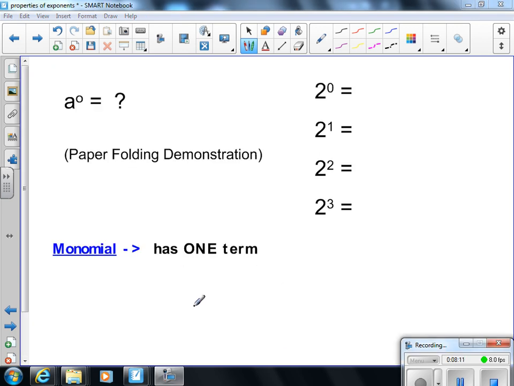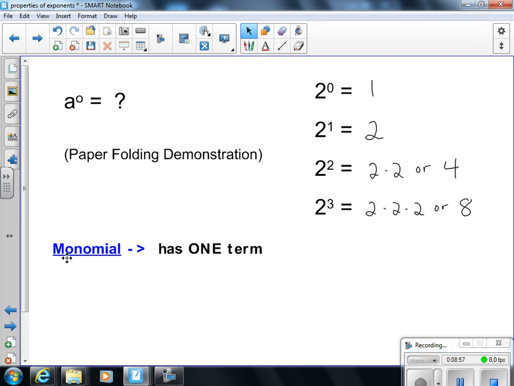Okay, now there's one property that always gives us some trouble, and that is any number to the 0 property. Okay, so let's stop for a second, and we're going to do a paper folding demonstration. So any number to the 0 power from our paper folding demonstration is equal to 1. Any number. 1,258,000 to the 0 power would be 1. 2 to the first power is 2. I only have one 2, it's a 2. 2 to the second power means 2 times 2, or 4. 2 to the third power is 2 times 2 times 2, or 8, and so forth.